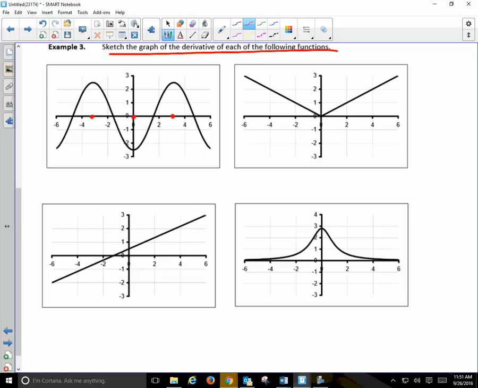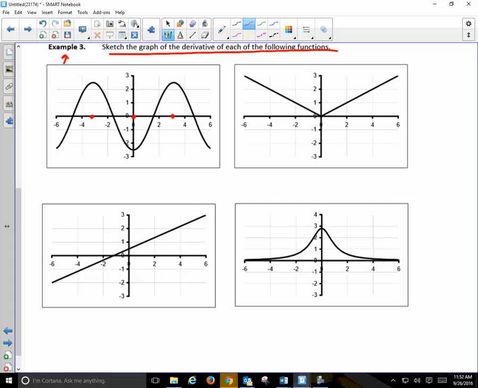It's a cosine graph, isn't it? Or a sine graph. Okay? Now, let's look right here. Is the derivative positive or negative right here? It's positive, so the graph of the derivative will be above the x-axis.